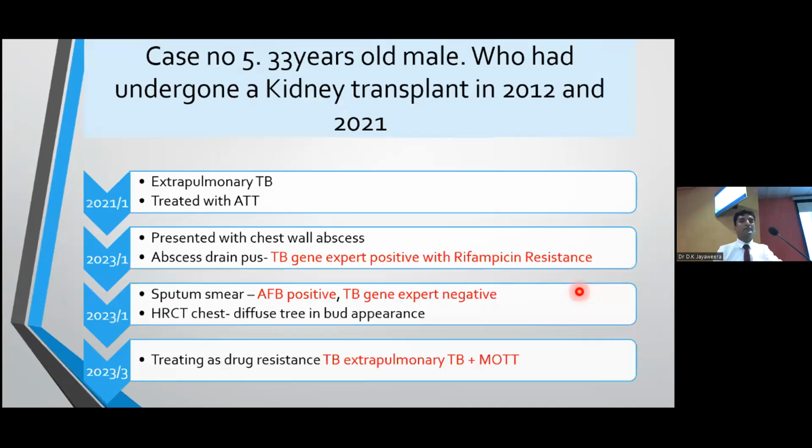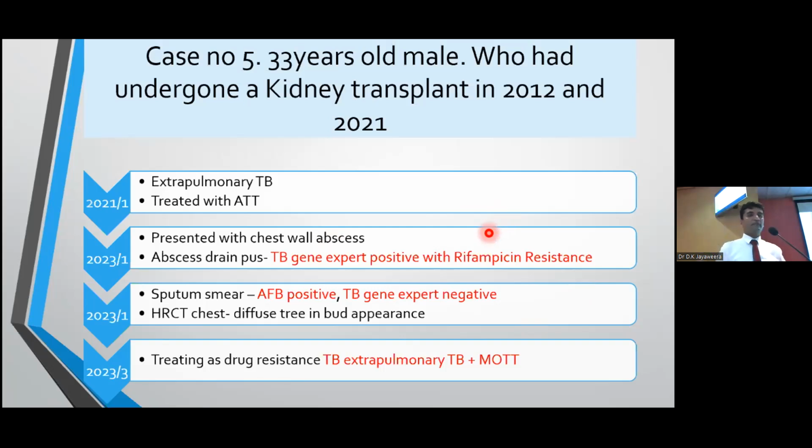So this is another patient. He's a 33-year-old male who underwent renal transplant twice, in 2012 and 2021. After the second transplant, he developed extrapulmonary TB, which was treated with anti-TB drugs. After 1 year, he developed a chest wall abscess. So we did an abscess drainage, and the TB GeneXpert came back positive with rifampicin-resistant forms.